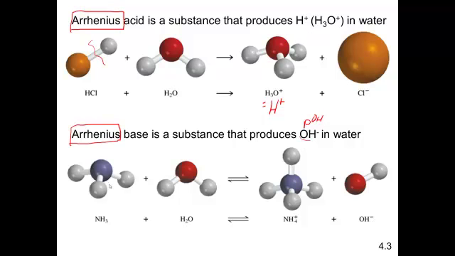But if we have ammonia and we put it in water, we form ammonium. Okay, so notice that one of our waters, this bond breaks, and this hydrogen attaches to the ammonia to form ammonium. And what's left, we have an OH minus, which is what makes ammonia basic. So again, the Arrhenius definition is that acids produce H plus and bases produce OH minus.